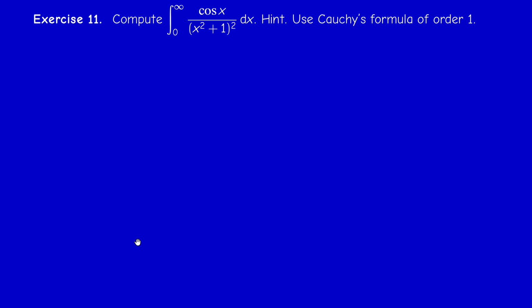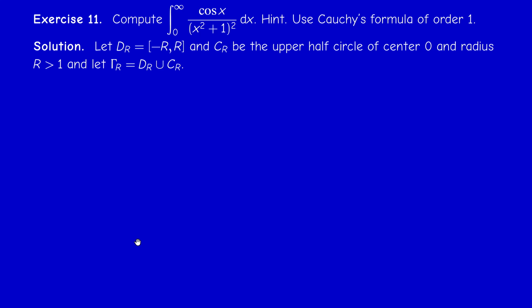which is the upper half circle with its diameter. If you like, you can use the symmetry, but then pay attention to the function you need to integrate. We can take the same function here, e^(iz) over (z squared plus 1) squared. If you want to integrate over the lower half circle, you will have to take e^(-iz).